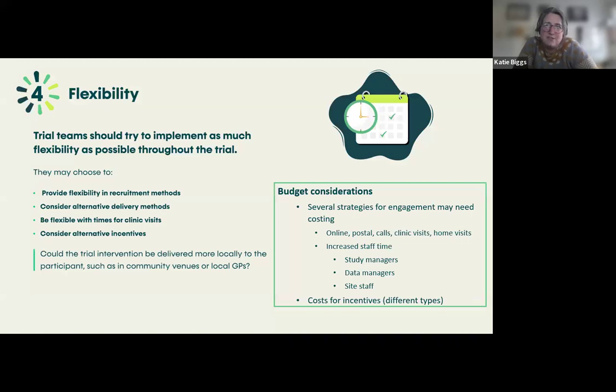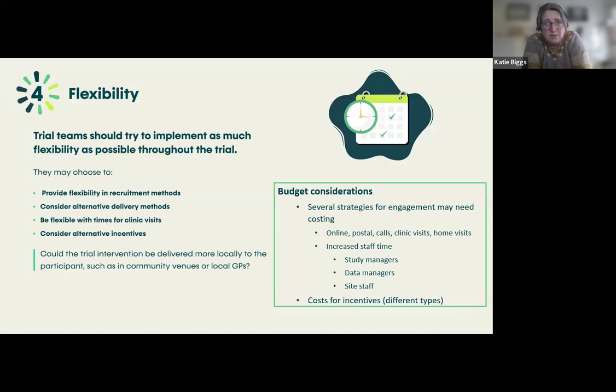In terms of intervention delivery, is that possible in different formats? But again, consider whether that changes the intervention. Could you give patients videos to help with certain stages that they can refer to? Can you deliver drugs to their houses? Being flexible with times for clinic visits, including out of hours where possible, thinking of people that might need to work full time and can't get time off work. Arranging travel and other initiatives up front. So if any equipment's needed, that should be provided to people.